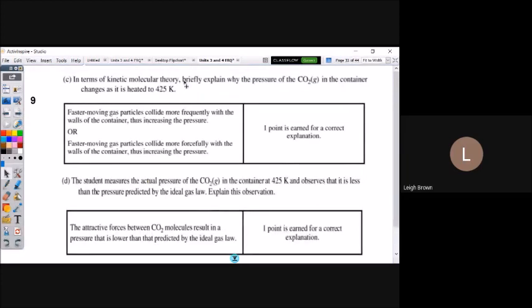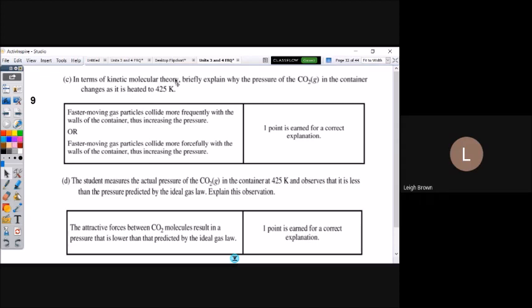And I'm sorry, my revealer has disappeared again. I did want to go through part C, okay? And I would highly recommend that you know both of these answers, okay? In terms of the kinetic molecular theory, briefly explain why the pressure of CO2 in the container changes as it's heated. Okay, well, you have to really know what pressure is. Pressure is due to gases colliding with the inside of the container.